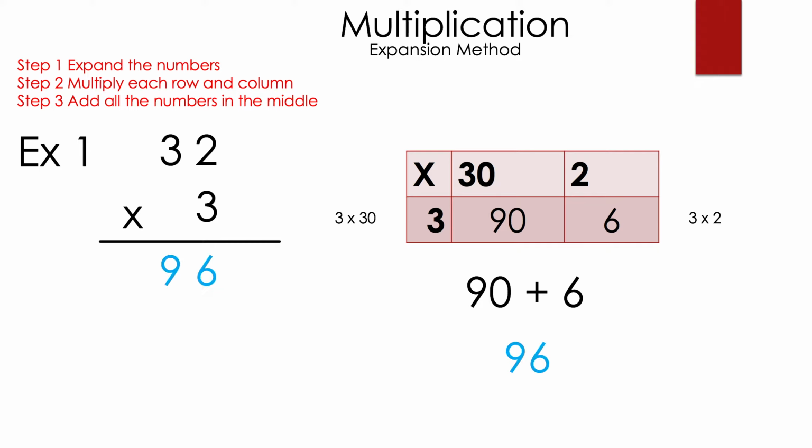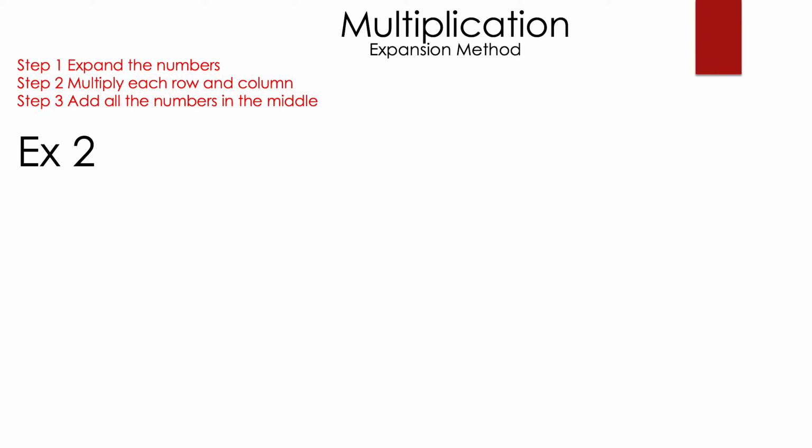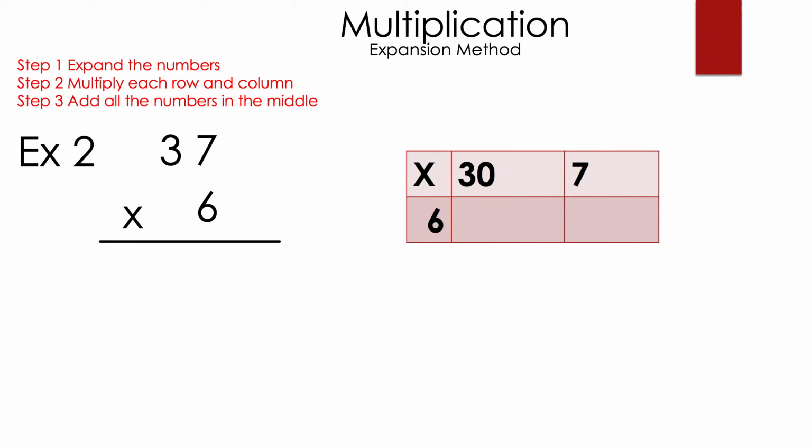Now let's take a look at example number 2. So we have 37 times 6. Now we have to expand, and here we have it. 37 becomes 30 and 7, and 6 stays by itself. So now we're going to do step number 2, multiply each row and column.